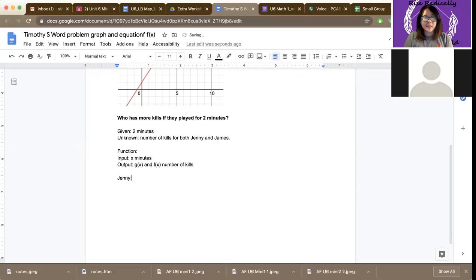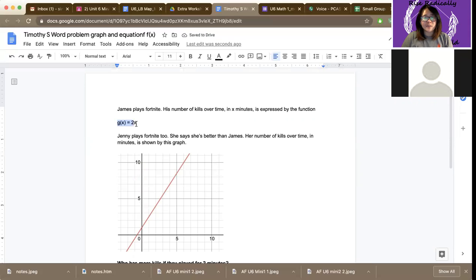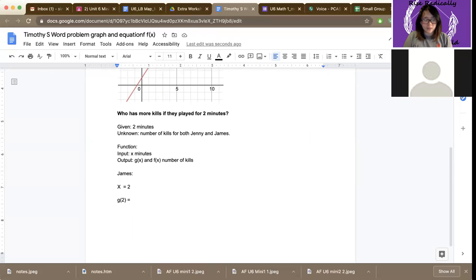So what I'm going to do here is solve for James first. For James, I know that x is equal to 2, right? Just like you said, the input is 2. So I'm looking for g of 2. I will solve for that by looking at the equation. I know g of x is equal to 2x, so g of 2 is going to be 2 times 2, right? So that's going to be 4 kills. So James has 4 kills over 2 minutes.